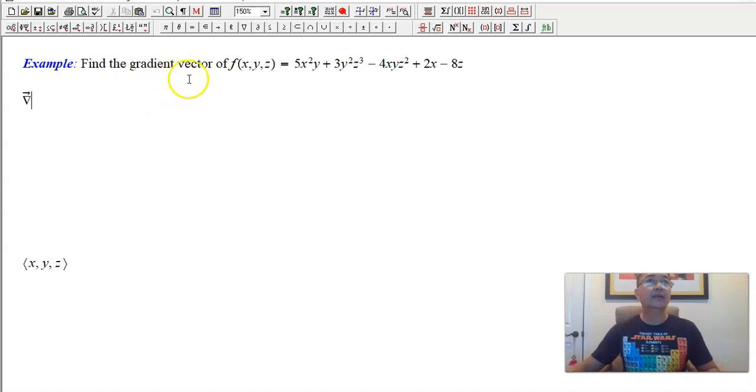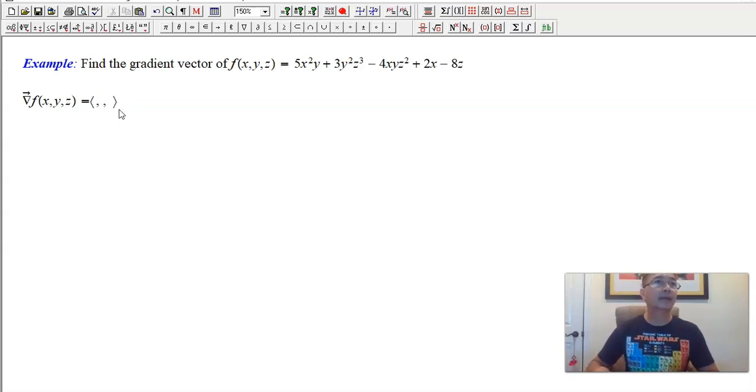Okay, so who is the gradient of f of x, y, z? I have a vector ready over here for us to fill in. And we'll just erase that and that and that.